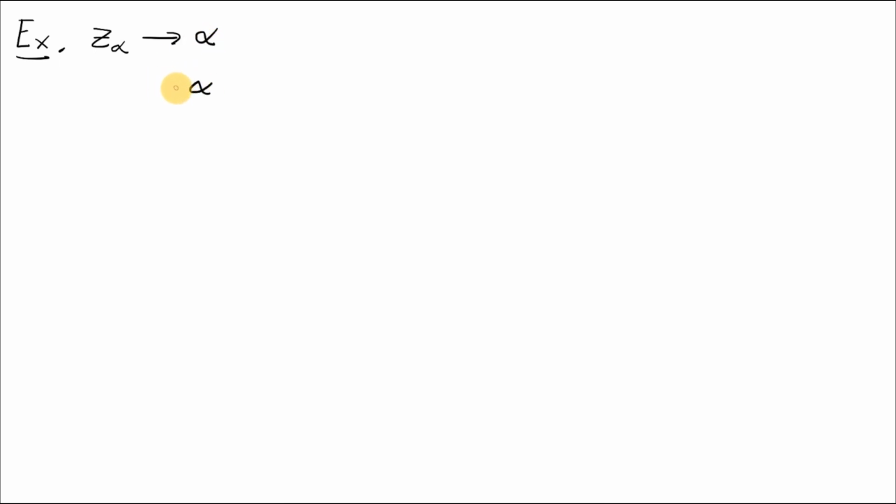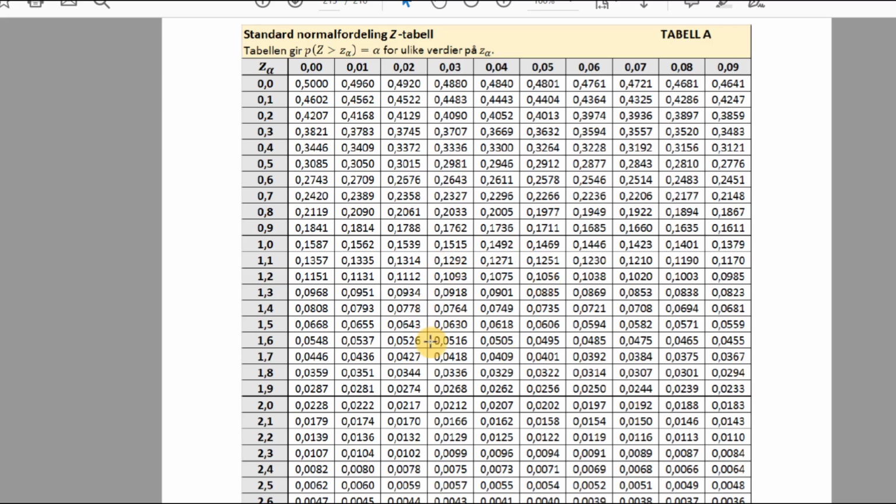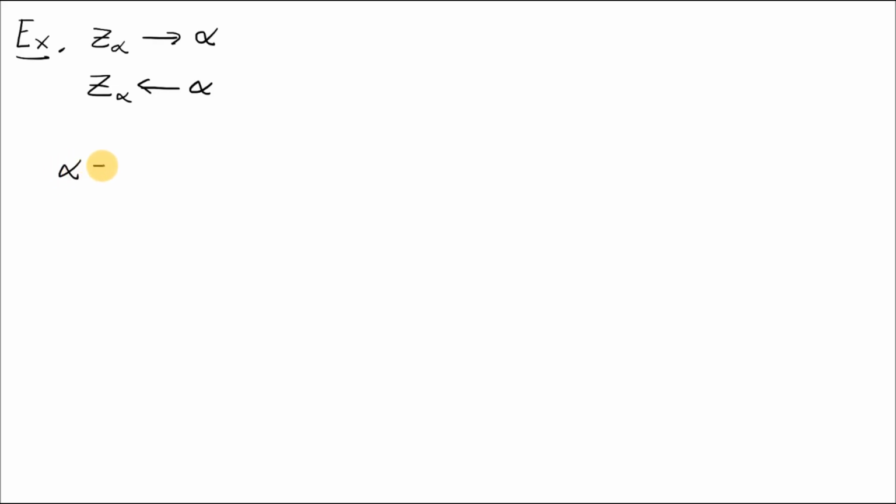But if you turn the problem around, what if you know alpha? How can you figure out z-alpha? Then you can also find alpha inside the table, and then you can read off in the margin z-alpha. For example, let's say that alpha is equal to 5%, or 0.05. What is then z-alpha? That is, what is z 0.05?